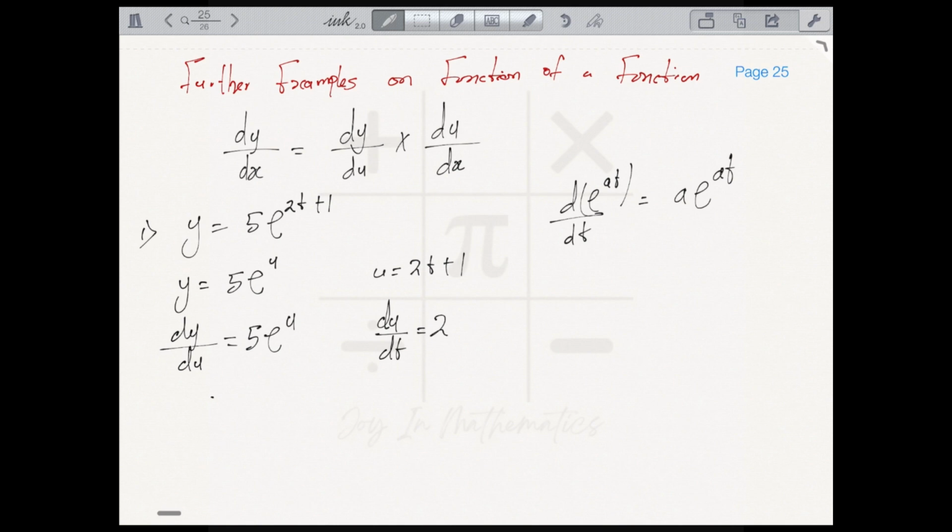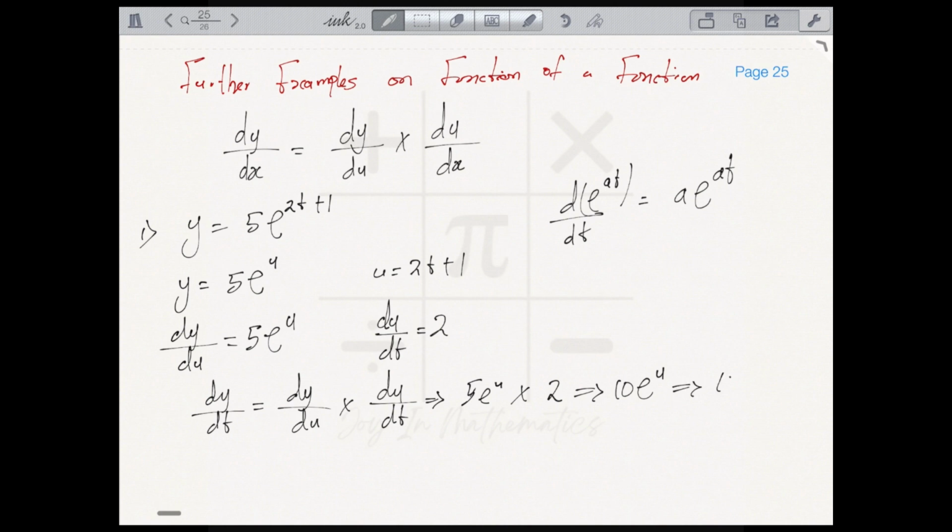Now, our dy/dx or dy/dt according to the formula will be dy/du multiplied by du/dt. And our dy/du is 5e^u, and our du/dt is 2. And this is 10e^u. And we'll make our substitution of u back. We have 10e^(2t+1).